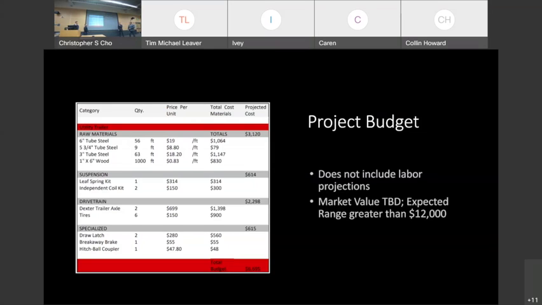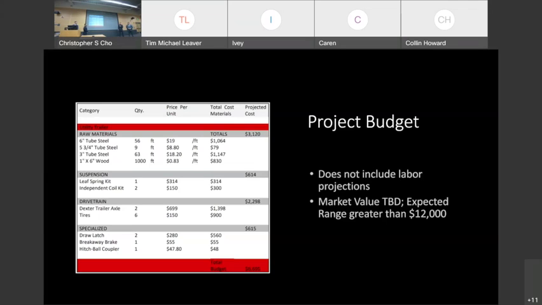So here you can see our general projected project budget for this, including pretty much all our materials and most of our specialized equipment and sourced parts. The budget we ended up coming down to sits just shy of $7,000. It does not include projected labor costs or our projected market value. But this is just our straight material costs alone and what it could cost overhead to assemble.